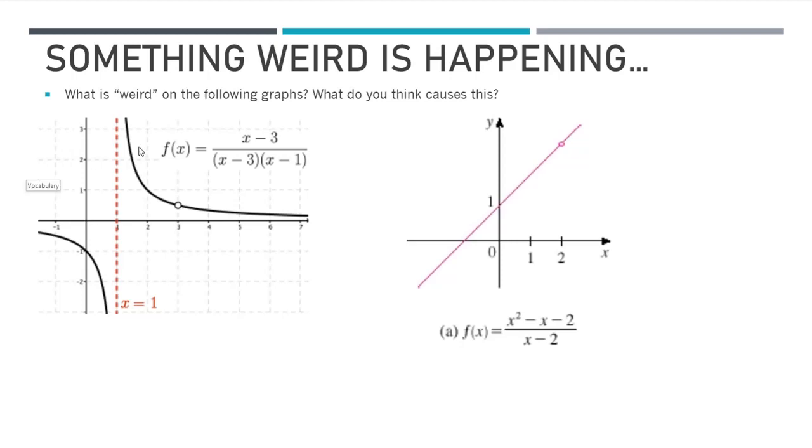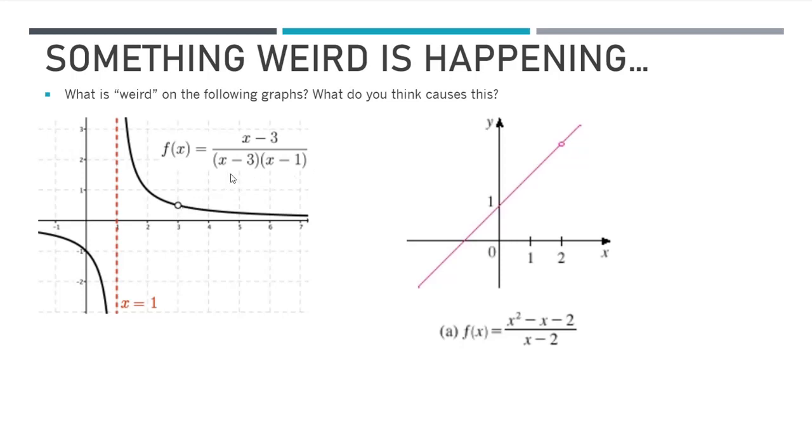Something weird is happening. So I've got some graphs with their equations. Well, what is weird on the following graphs? What do you think causes this? What's weird is that if I look at the reciprocal function of this, I've got this little dot here, an open hole. Well, why is that there? And it seems like it's at a weird point.